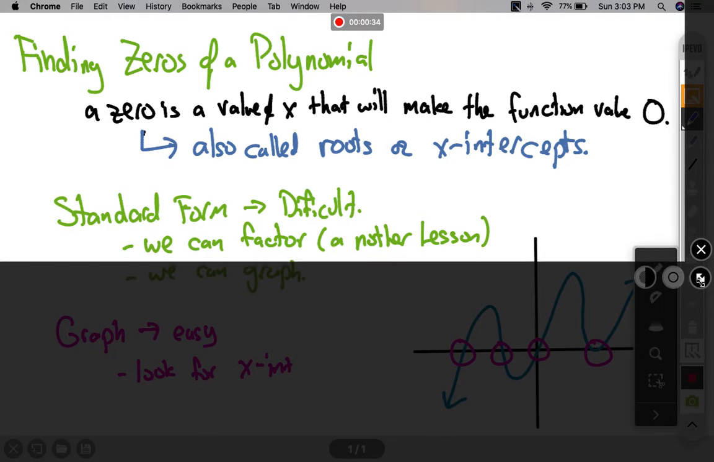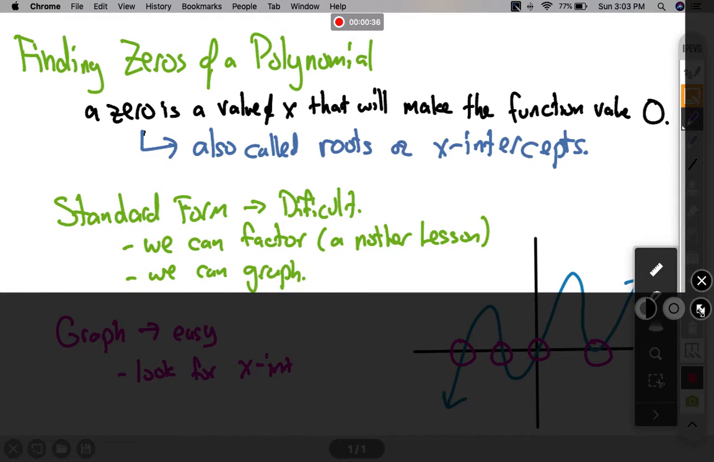So, the problem is, we can start off in standard form. This is a very difficult process. Standard form is not nice for finding zeros. So, our options are we can factor the polynomial, which we will talk about in another lesson, or the other option is we can graph it.